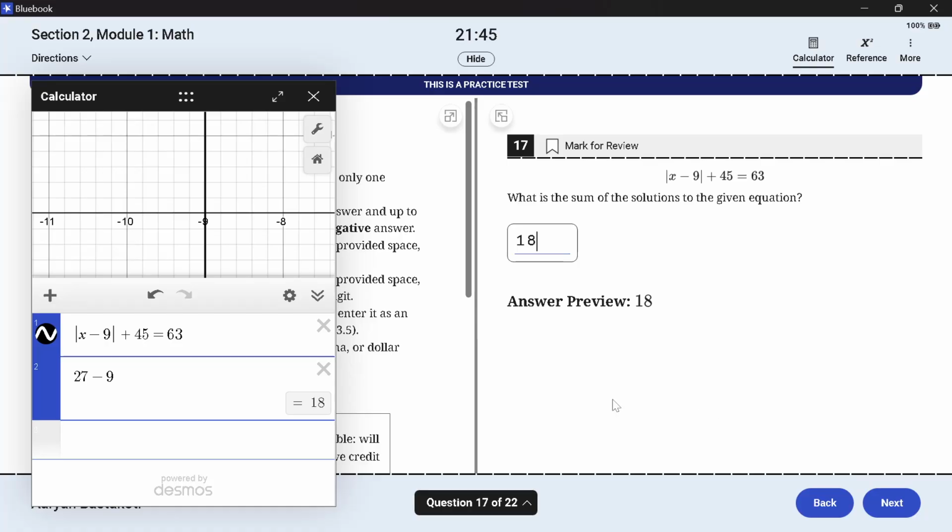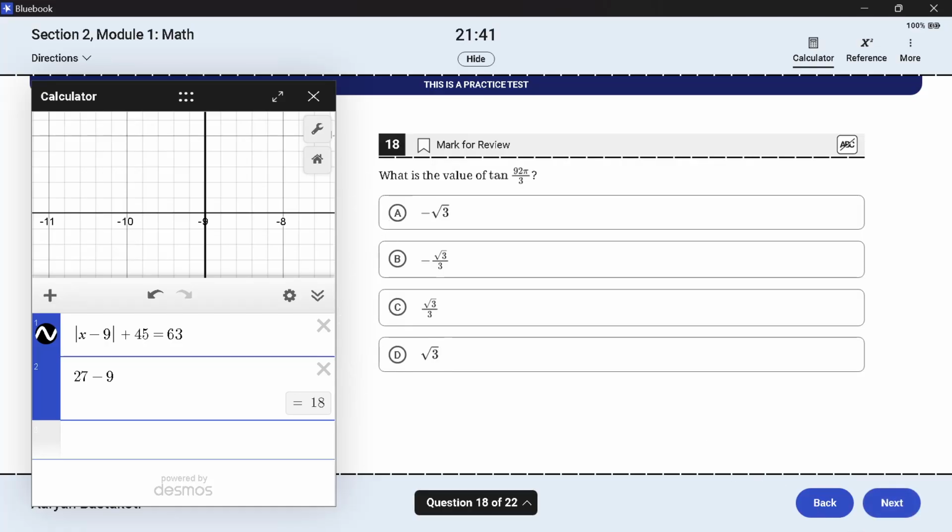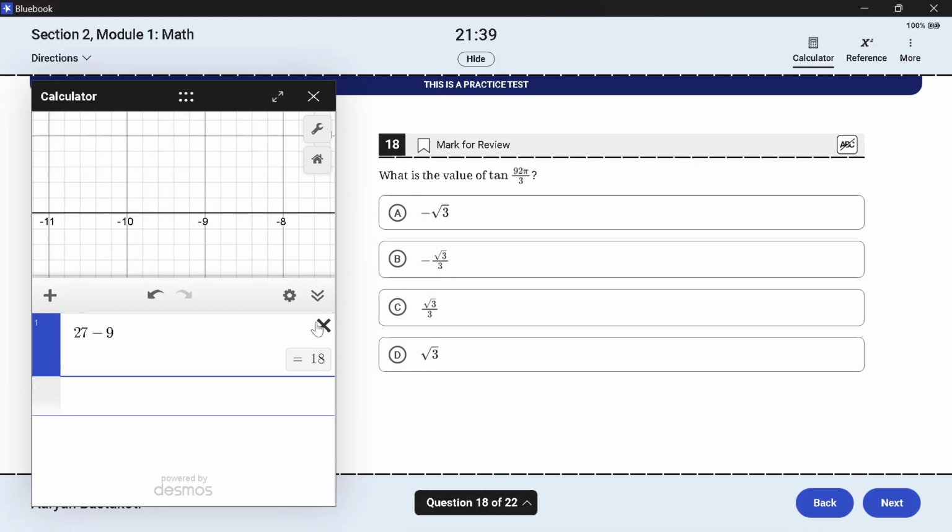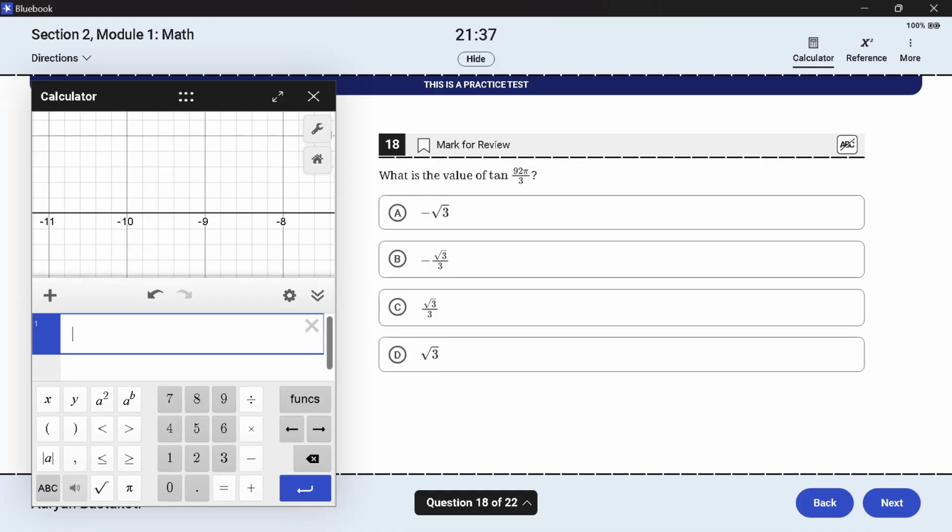Also 18, 27 minus 9, yes. What is the value of tan? For these kinds of questions you could easily do it using a calculator. Tan 92 pi over 3, close your brackets, and it's negative this much.